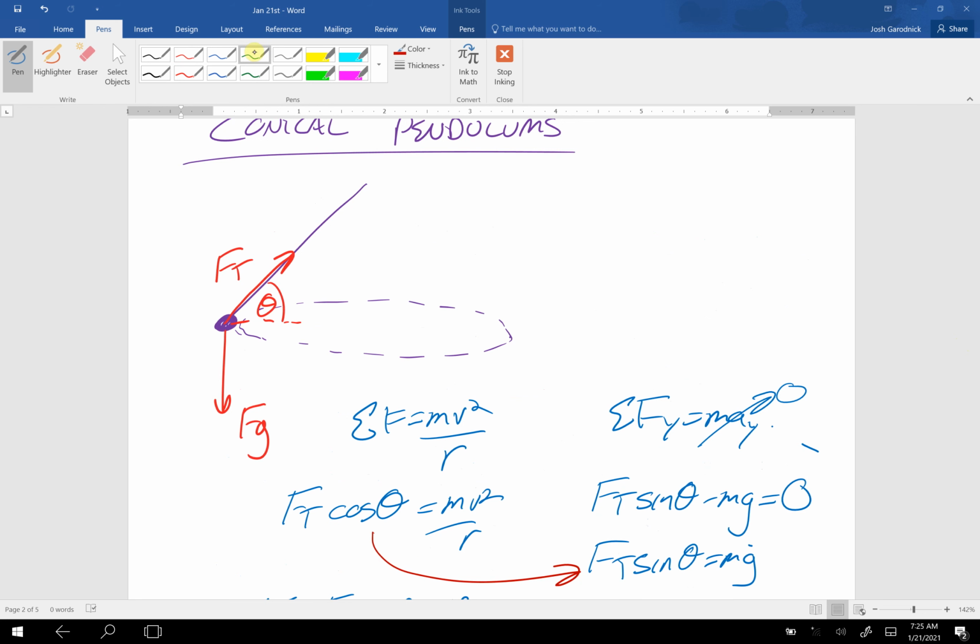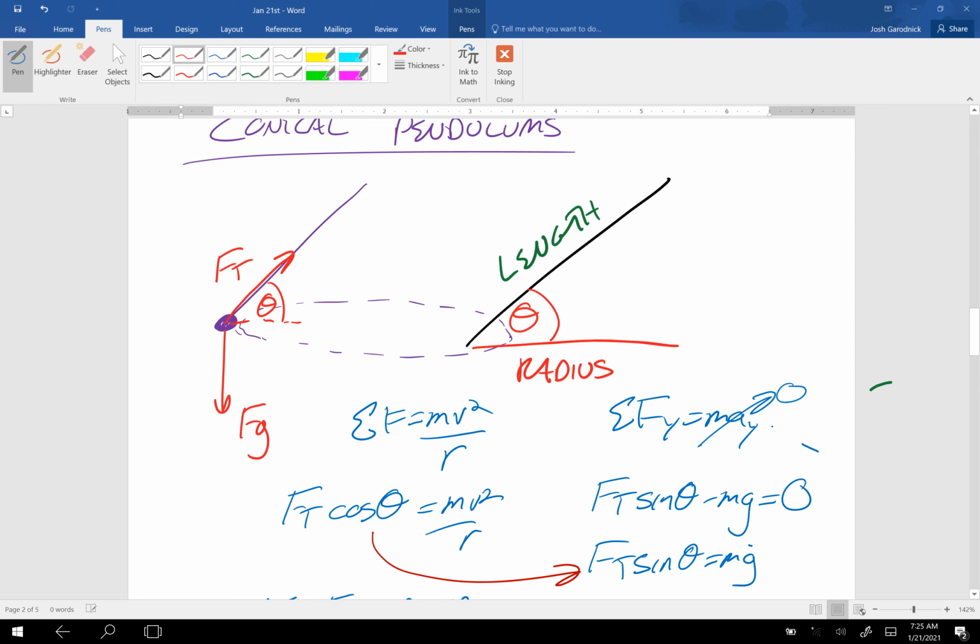One thing I do want to bring to your attention though is sometimes a problem will tell you the length of the string or length of the chain or whatever. However, that is not the radius of our circle. That's the length of the chain. Therefore, hopefully you see this, these two are related by cosine, so the radius is just the length times the cosine of the angle, okay? It's just a right triangle. We have a hypotenuse and we're looking for the x. And that basically sums up everything we are doing.